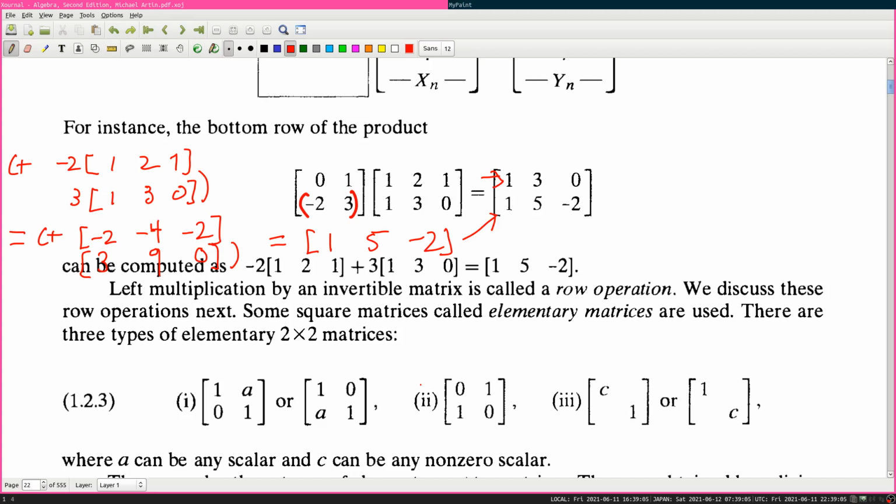Some square matrices called elementary matrices are used. There are 3 types of elementary 2x2 matrices. Type 1 is [[1, a], [0, 1]] or [[1, 0], [a, 1]], where you add one row to another. Type 2 is transposing 2 rows. Type 3 is multiplying one of the rows by a constant.